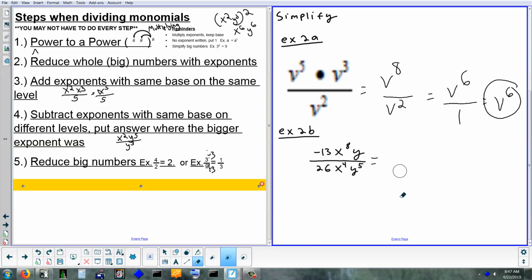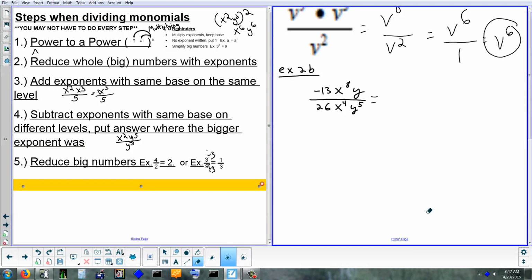First thing. Is that like negative 13x? Yeah, so it says negative 13 x to the 8th y over 26 x to the 4th y to the 5th. The little note we had before is we want to make sure the numbers are lined up and the same variables are lined up. Numbers over numbers, x over x, y over y. I'm all lined up. Everything's in order. All right?